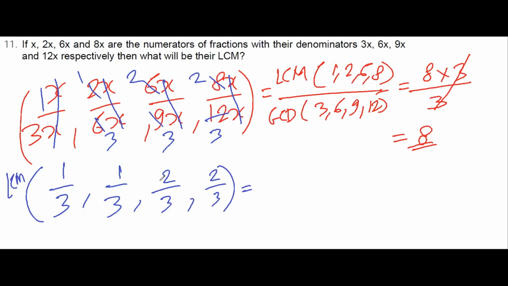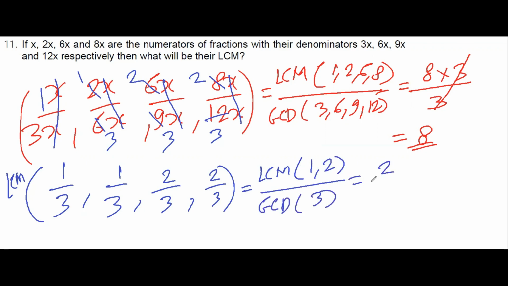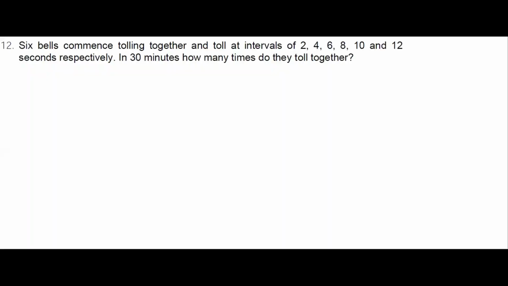Whenever there is a fraction, here I have to take the LCM of the numerators 1 and 2, and here I have to take the GCD of the denominators 3. So the LCM of 1 and 2 will be 2, and the GCD of the 3s will be 3 only. So 2 by 3 will be the correct answer. Understood this? Fine.